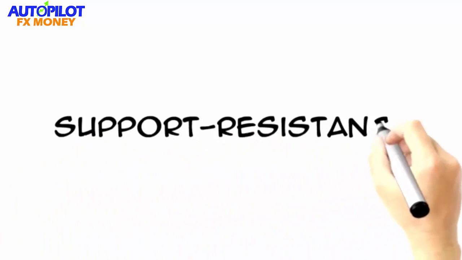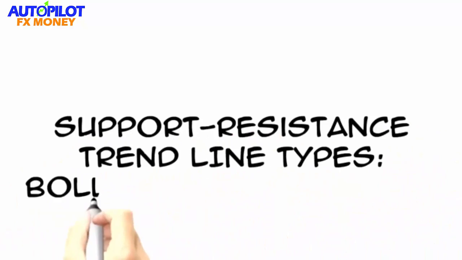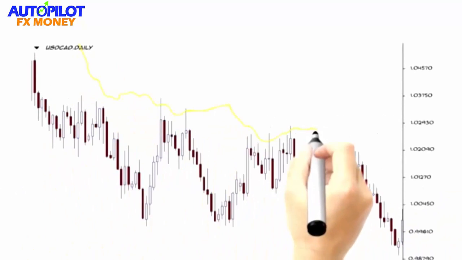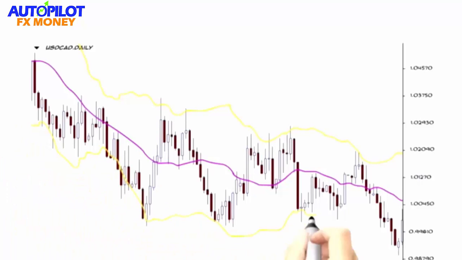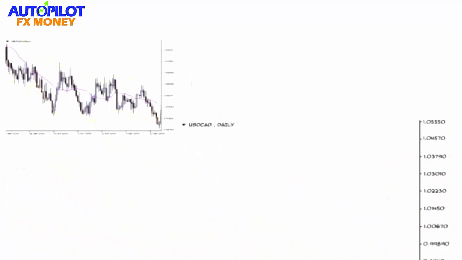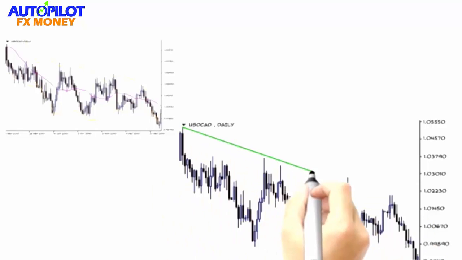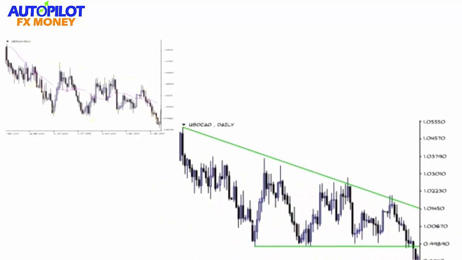Support and resistance. Trend line types. Bollinger Bands, BBs. Bollinger Bands, BBs, are essentially an SMA in the shape of a channel rather than a single line. Because they combine the traits of both channels and simple moving averages, SMAs, they tell us about both support and resistance and momentum. We'll focus here on their use as support and resistance.